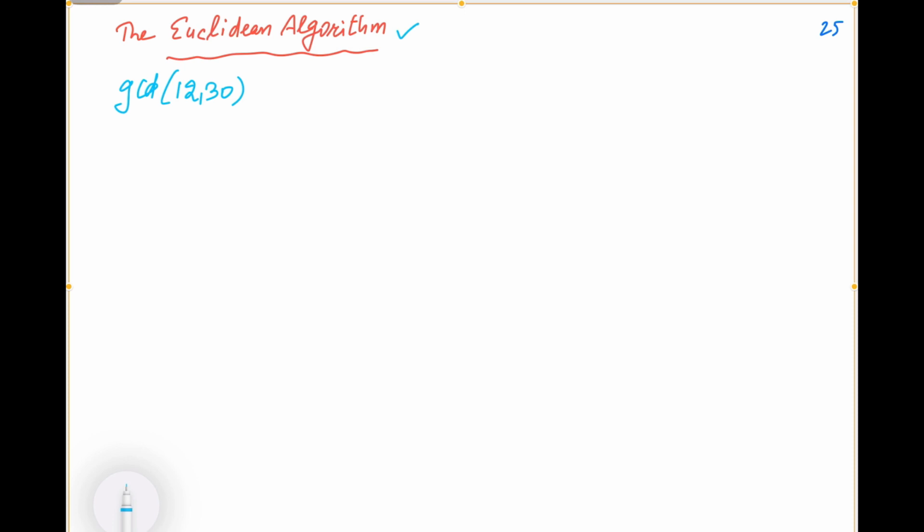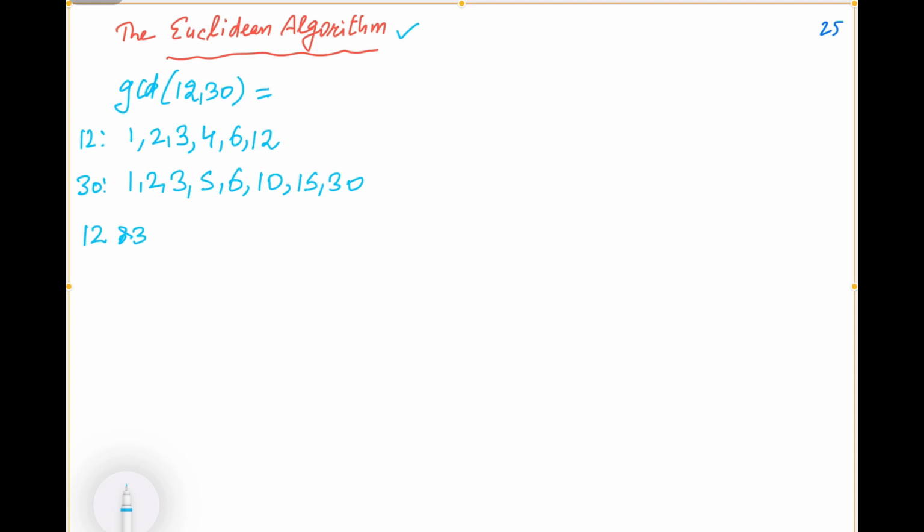We write the divisors of 12: 1, 2, 3, 4, 6 and 12, and the divisors of 30 are 1, 2, 3, 5, 6, 10, 15 and 30, and the common divisors of 12 and 30 are 1, 2, 3 and 6, and the greatest among these common divisors is 6. So 6 is the answer. So this is the direct method by which we can easily find GCD.